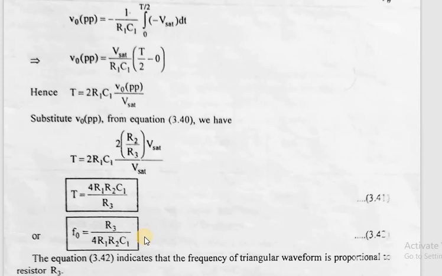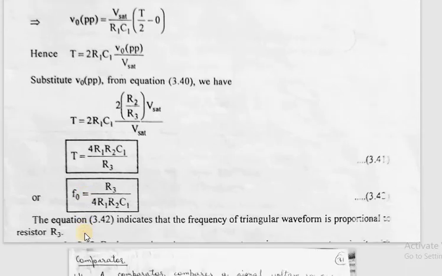From the equation, it is clearly visible that frequency is directly proportional to R3 and it is inversely proportional to R1, R2 and C1. So by suitable adjustment of R1, R2, C1, R3, we can change or obtain the frequency that is required for our need. By adjusting this, the triangular wave generator can have a suitable amplitude and suitable frequency.